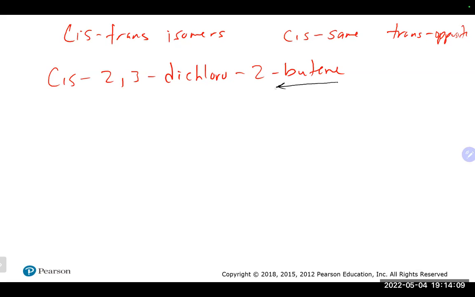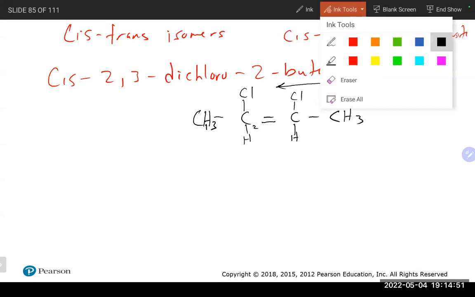So our butene tells us that it has 4 carbons. The 2 means that the double bond is located at carbon number 2. Since you're drawing, you can put it at either end. I'm going to go left to right, which means this right here would be carbon number 2, if I call that carbon 1. Dichloro means there are 2 Cl groups, one at carbon number 2 and one at carbon number 3. Everything else here would be hydrogens. I'll get rid of my numbering so it doesn't look so crowded.